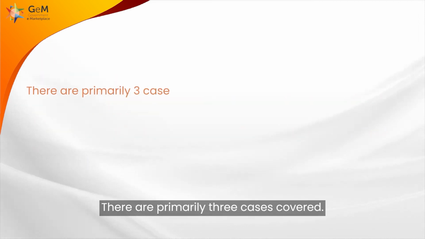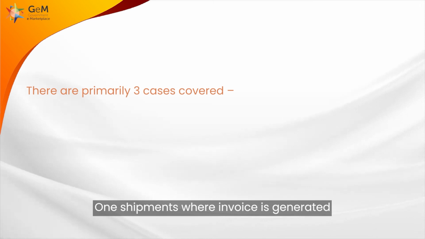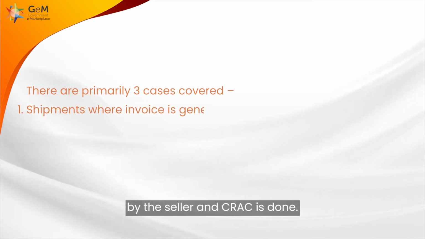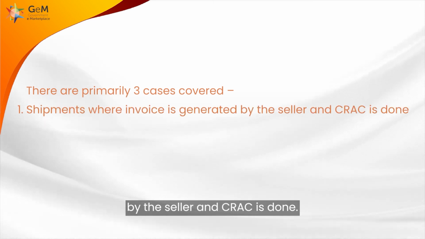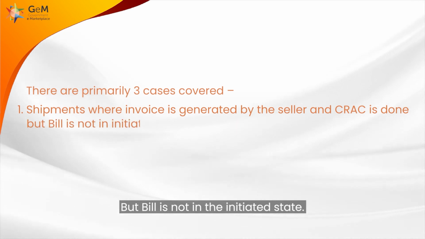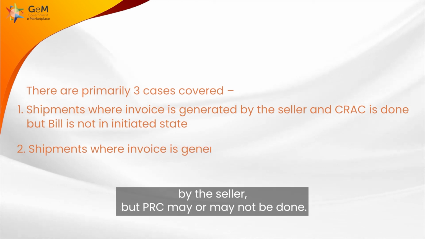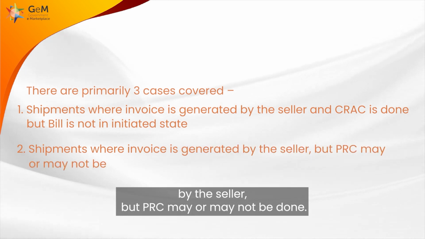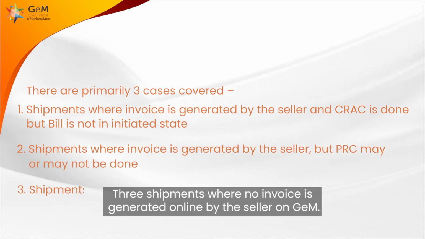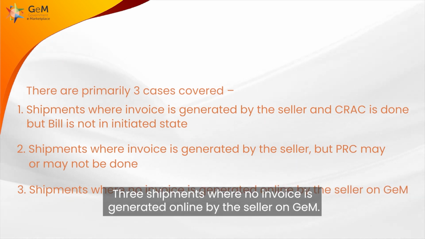There are primarily 3 cases covered. 1. Shipments where invoice is generated by the seller and CRAC is done, but bill is not in the initiated state. 2. Shipments where invoice is generated by the seller but PRC may or may not be done. 3. Shipments where no invoice is generated online by the seller on GeM.